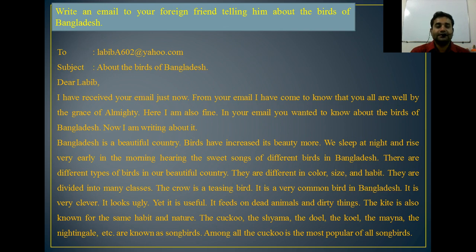So you may find that an email is like a letter. But there is a difference: we will write the address at the top of this email. Okay, that means to and subject. And another thing, in a letter you have to give a kham or envelope, but in email you don't need to write down an envelope or kham.